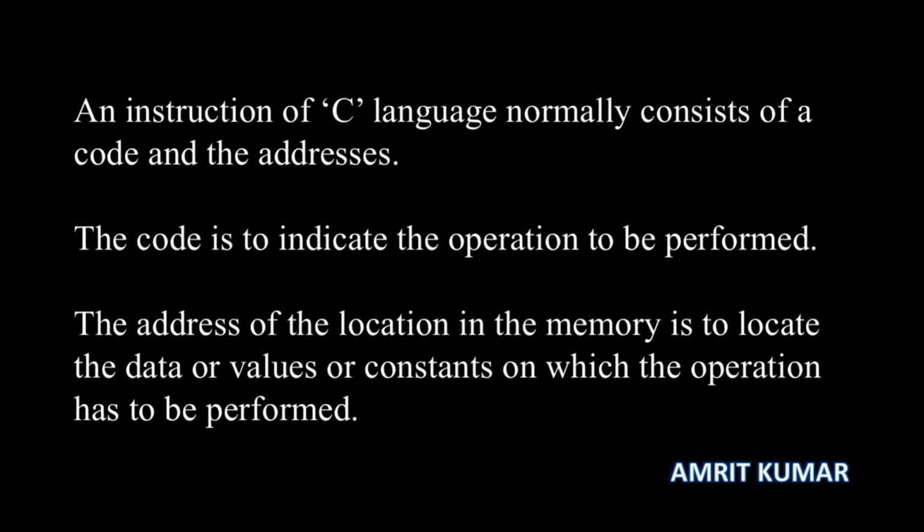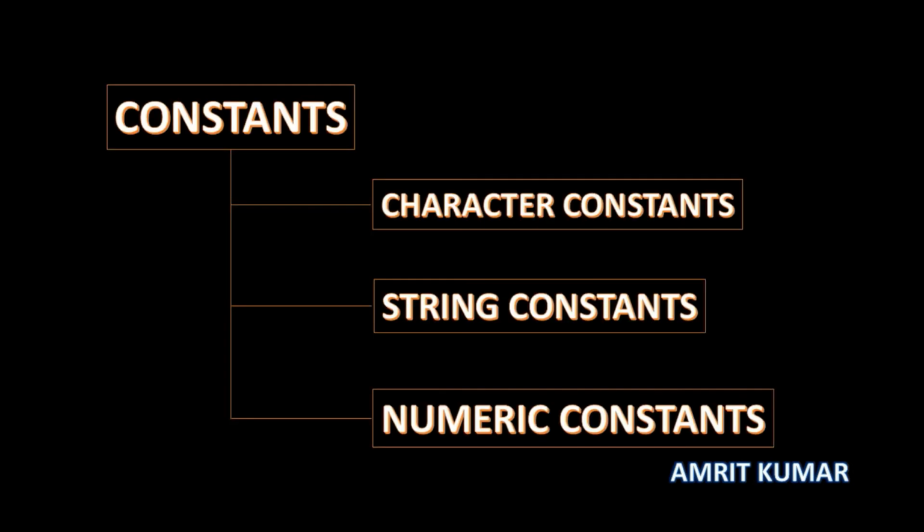Code is that thing which indicates the operation to be performed. And the address of the location in the memory is to locate the data or the value or the constant on which the operation has to be performed. So let's move on to the topic, that is constant types. What were the different types of the constants? Constants have been categorized into three categories: character constants, string constants, and numeric constants.